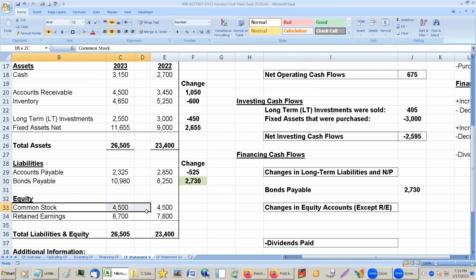Okay, now common stock, you'll notice that didn't change, so it's going to look kind of silly, but there was no change there. If there was a change, we would do something with it, but there's no change here. Common stock's the same. And retained earnings, we ignore that because the income and dividends are taken care of in other sections. There's one more thing we need.